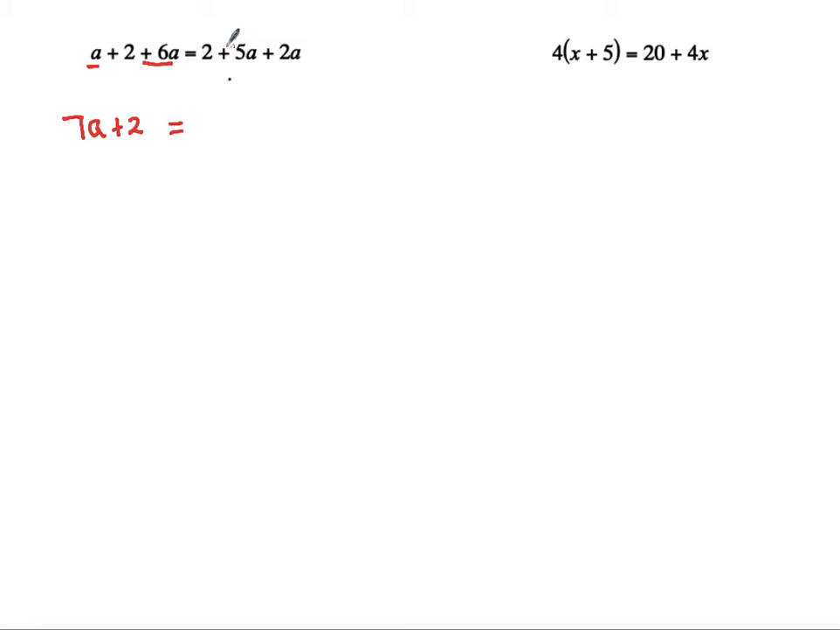On this side I have 5a and 2a, so that would be 2, that's a 2, not a z, 2 plus 7a. Okay? So now at this point, I want you guys to be comfortable looking at an equation once you get it to this point and being able to recognize if it's no solution or all real numbers. And in this case, I see that I have the same variable terms and I have the same constants. I have a positive 2 and a positive 2. I have a positive 7a and a positive 7a.